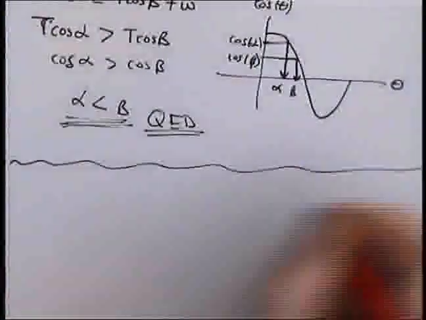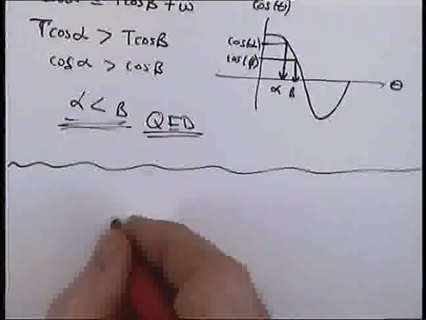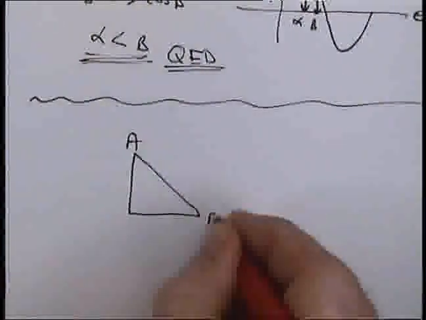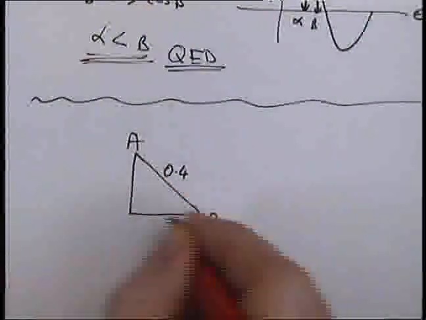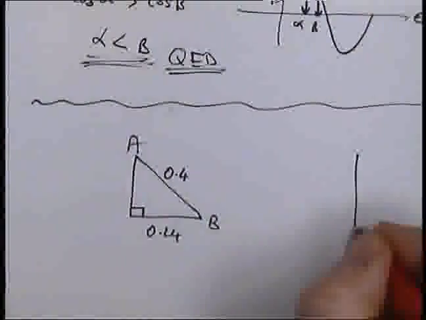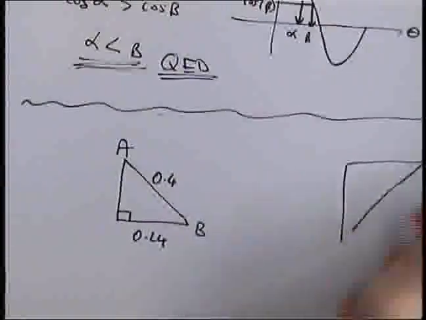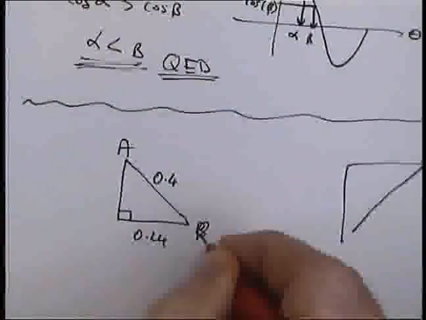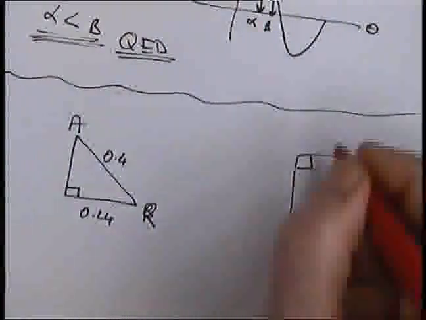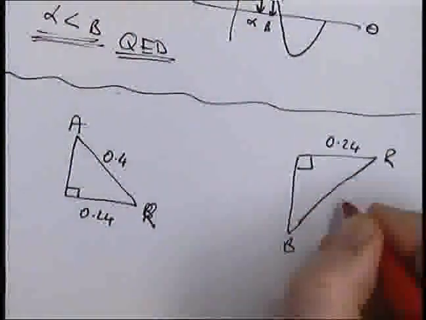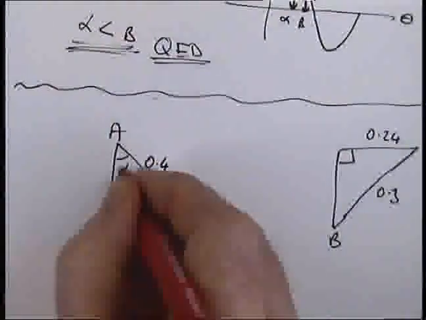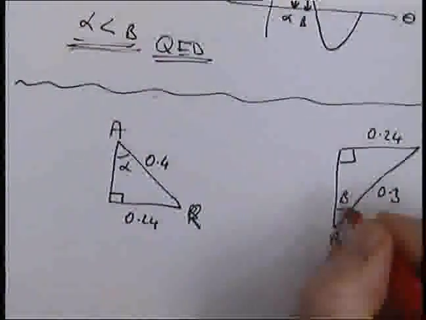So almost as an aside, I'm now drawing the diagram they've given us, and I'm considering them as triangles A and B. Well, that is 0.4 meters. That's a right angle, and that's 0.24. And then I'm going to consider triangle RB. And again, that's a right angle. That's 0.24, and that's 0.3. Now on my diagram, this is alpha, and on my diagram, this is beta.